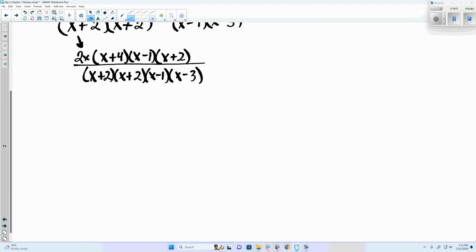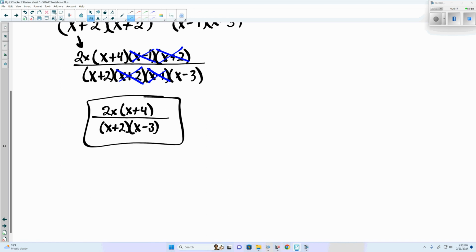At this point, we need to cross out what's in common on top and bottom. Well, x minus 1, x minus 1, x plus 2, x plus 2. And that's it. So it leaves us with 2x times x plus 4 in the numerator and x plus 2 times x minus 3 in the denominator. And that's it.